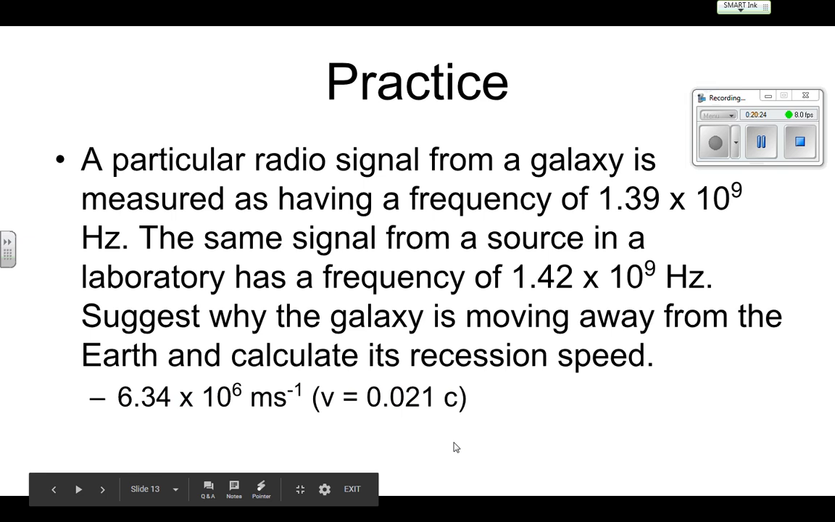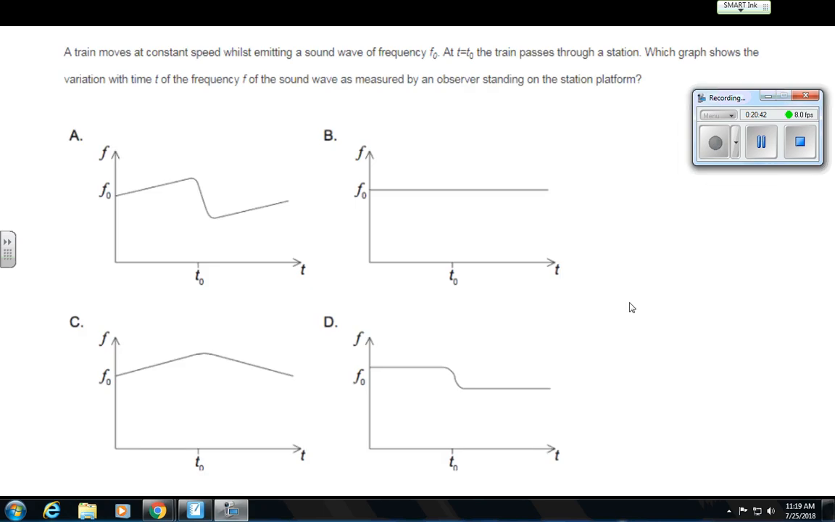I'm not going to walk through this one again because it's kind of just using the equations, but hopefully you were able to get this number. It's not a negative. I mean, I guess it could be a negative since it's receding, but 6.34 million meters per second, which, just to give you a feel for that, is 2% the speed of light. Okay, 2% the speed of light.